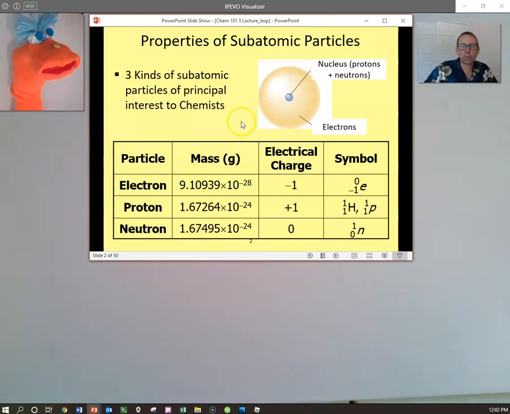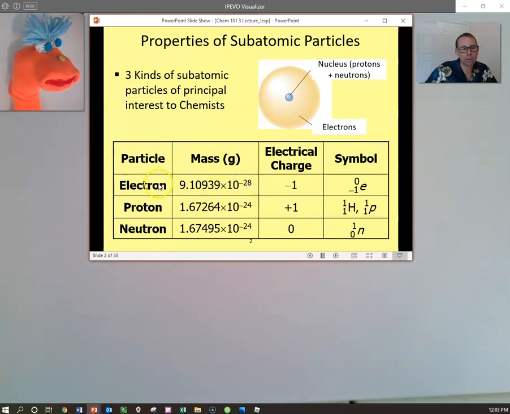Let's first make sure we are aware of the 3 different subatomic particles. You know what subatomic means? Yes, it means smaller than the atom. That's right, subatomic. So we're looking at these 3 different subatomic particles: electron, proton, and neutron. And which 2 of these are in the nucleus? Protons and neutrons are in the nucleus. That's right, protons and neutrons are in the nucleus.